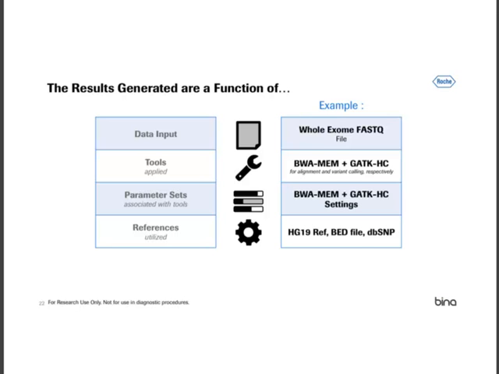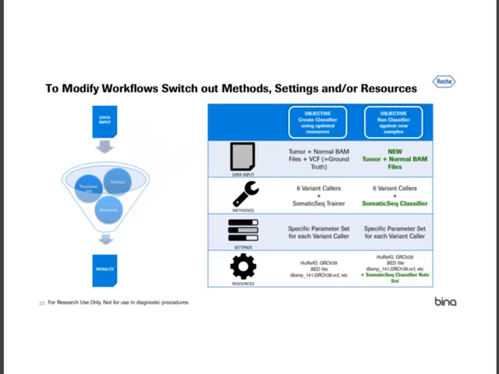In the case of SomaticSeq, let's consider how you could switch each of these out to achieve one objective or another. So let's say you want to create a SomaticSeq classifier that you're going to apply to samples in the future. For your data input, you would supply the tumor and the corresponding normal BAM file. Because you're creating the classifier, you also need to supply ground truth in the form of a VCF file that represents the true positives.